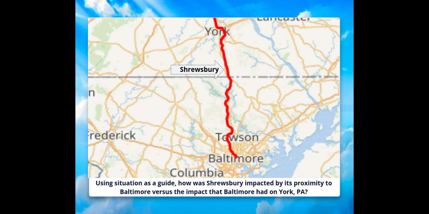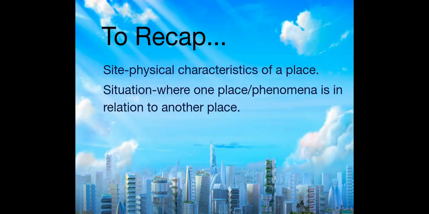So as we scratch our heads and think about our tools, these are two things that we're going to be using throughout the year in order to investigate geography. In recapping, your site is the physical characteristics of a place, and we saw some examples of that, whether it's out in the West or Times Square. And then situation is where one place or phenomenon is in relation to another place. So, that hurricane's coming up the East Coast, and the people in New Jersey, since their relative location to the hurricane is closer, are much more worried than people maybe out in Indiana.